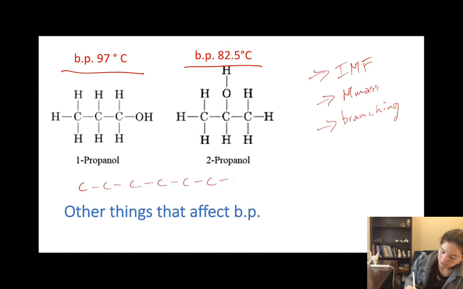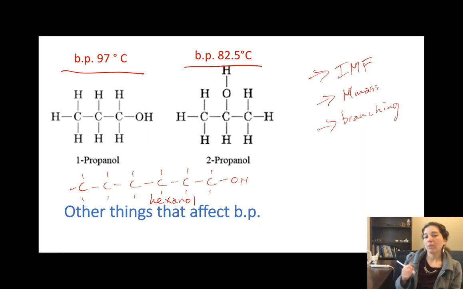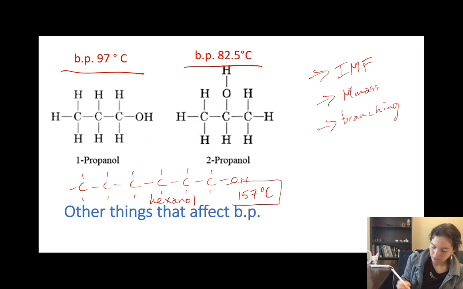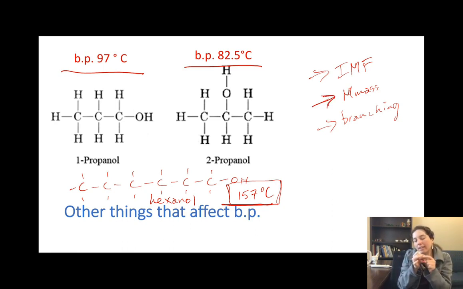this. 1, 2, 3, 4, 5, 6. So this would be hexanol. This is organic naming, I'm not going to expect that you know this. And there's a bunch of hydrogens on this thing. Let's take a look at the boiling point for this. The boiling point for 1 hexanol is 157 degrees Celsius. So that's much more important here than branching. And we can see that reflected in our boiling temperature. The molecular mass here is more important because it's much bigger as opposed to branching. Branching affects your boiling point very, very little, whereas the mass affects it more, and intermolecular force differences affect it even more.